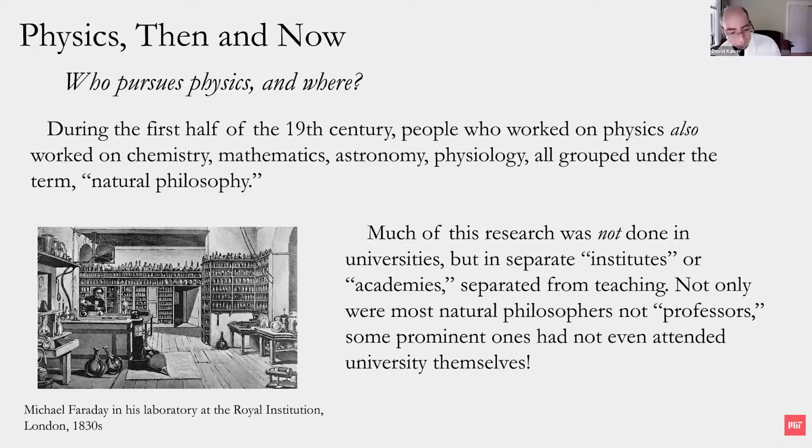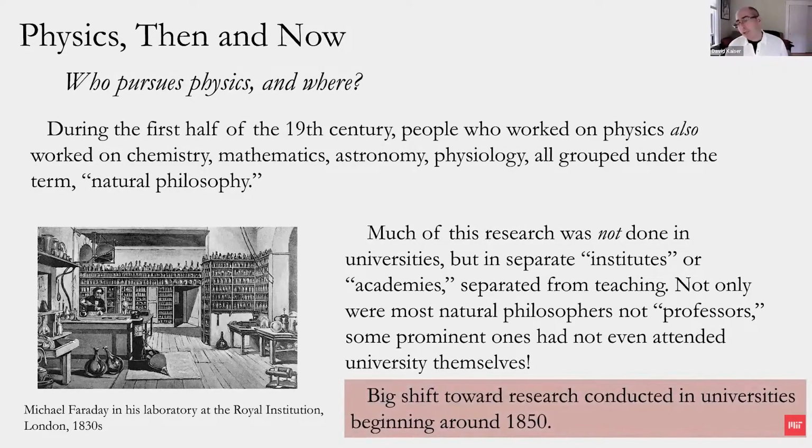Universities existed throughout many parts of the world, including Western Europe and the United States. Universities existed, but that was not where people were doing what we would call scientific research. In fact, some of the most prominent natural philosophers or leading physicists were not only not professors at universities, some of them had never even attended university themselves, and that's true of the first figure we'll look at today, Michael Faraday. So there's a big shift toward a kind of placement of this research that would look more familiar, things more like what we'd expect to see ourselves.